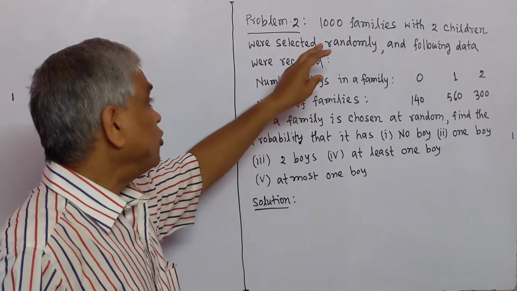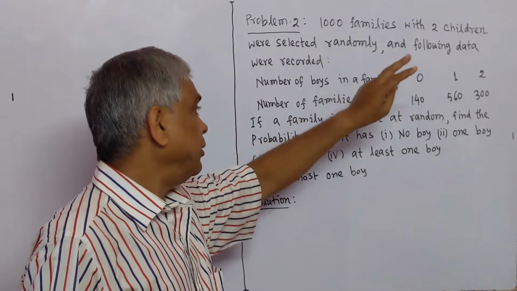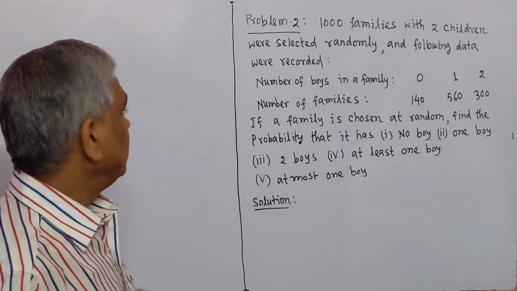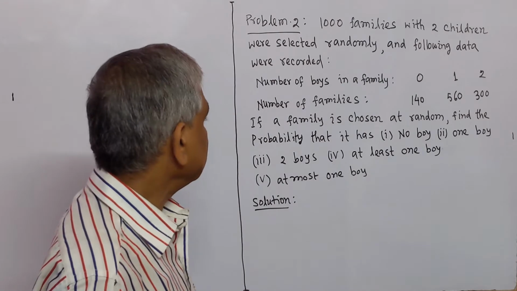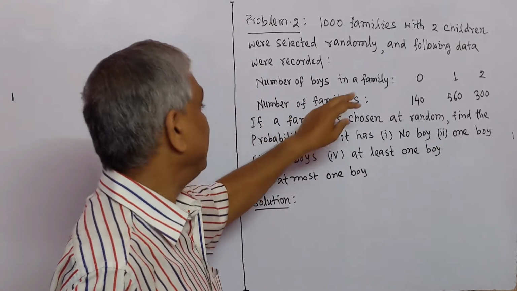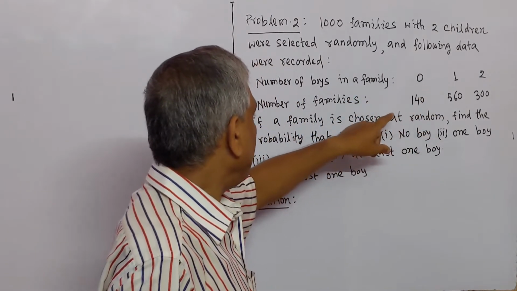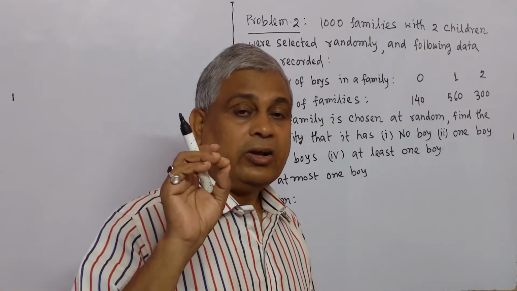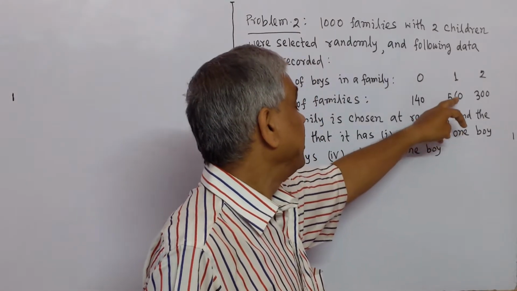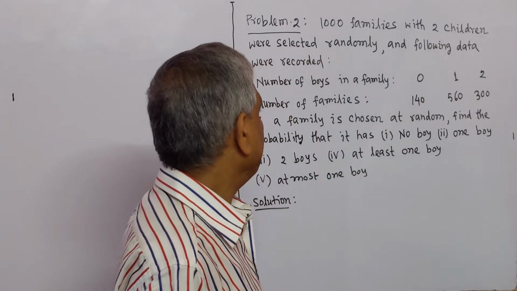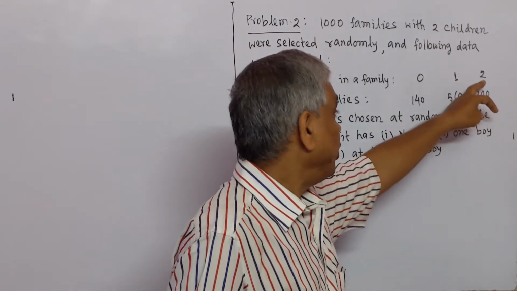Problem is 1000 families with 2 children were selected randomly and the following data were recorded. In the data, this is the number of boys in a family and this is the number of families. Number of boys in a family is 0, the number of families is 140. Each of 560 families has one boy child and each of 300 families has 2 boy children.